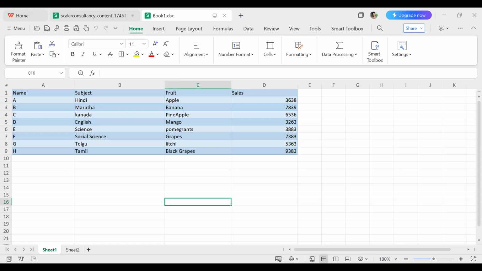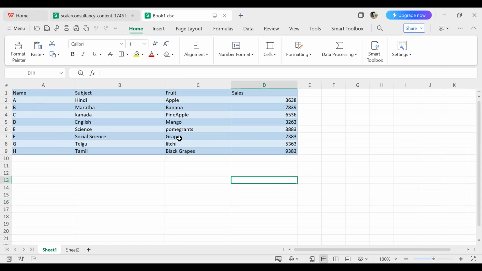Okay, so we are going to start with Excel data visualization. How are we going to do the data visualization part in Excel? So I'm going to share my screen. So you can see here different names, subject, fruits, and sales.